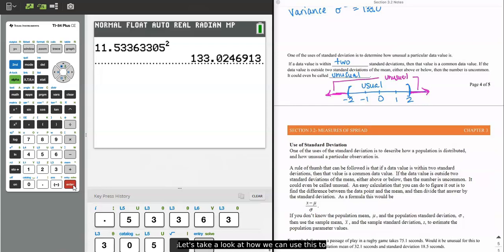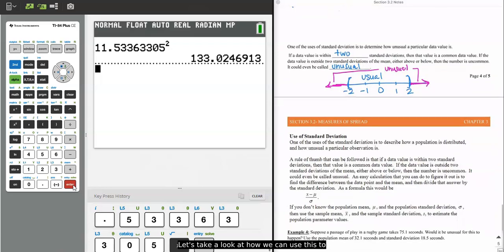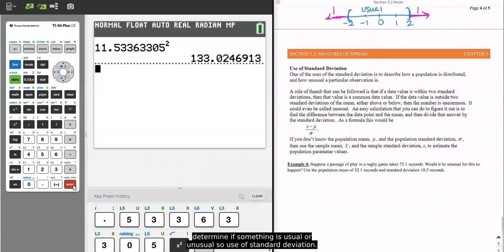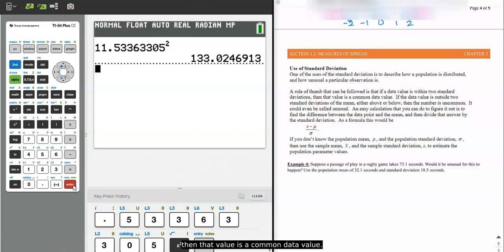So let's take a look at how we can use this to determine if something is usual or unusual. So use of standard deviation. It says one of the uses of the standard deviation is to describe how a population is distributed and how unusual a particular observation is. A rule of thumb that can be followed is that if a data value is within 2 standard deviations, then that value is a common data value. If the data value is outside 2 standard deviations of the mean, either above or below, then the number is uncommon. It could even be called unusual.